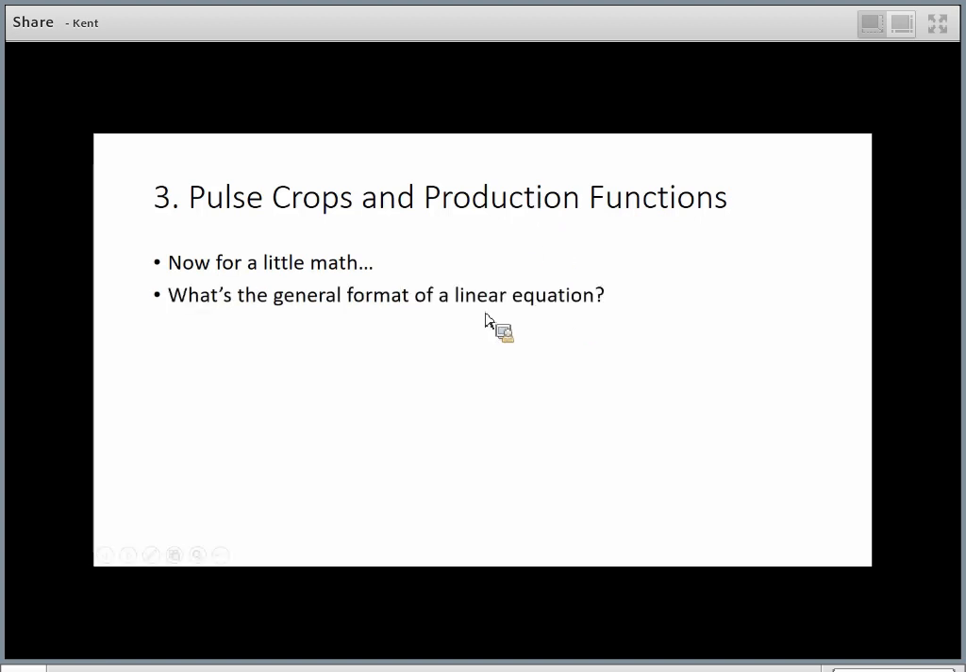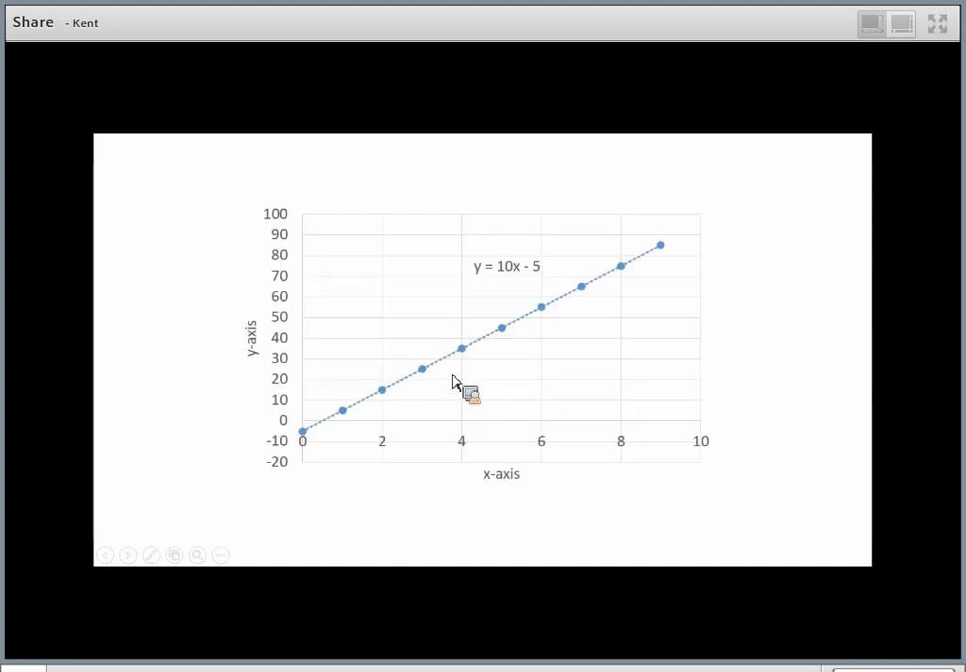So, we'll start with a linear equation. The general format of a linear equation, if you remember from high school math, is y equals mx plus b, where y is the y-axis, m is the slope, and b is the intercept.